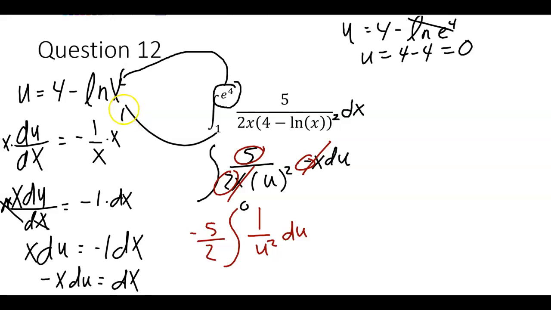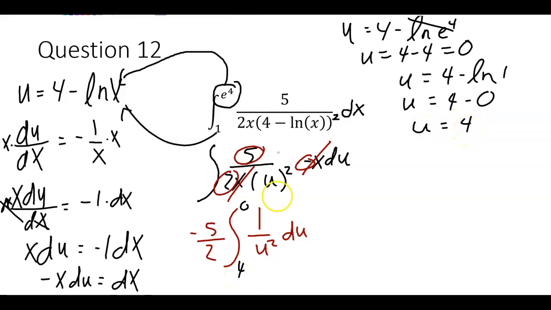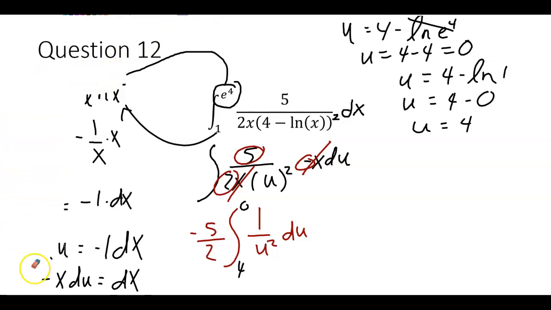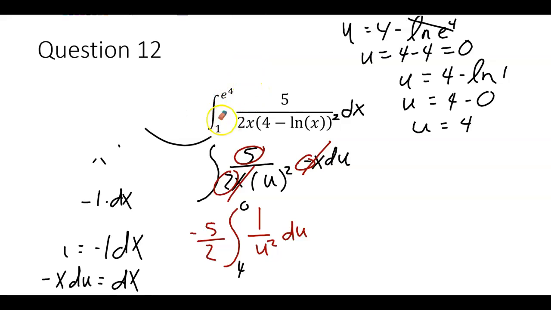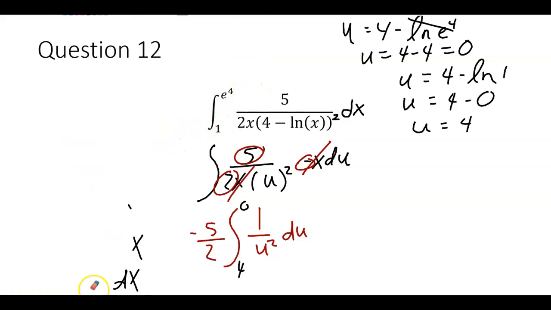Then we're going to plug in 1. Ln of 1 is 0. So that means the bottom number is going to be 4. Okay, and so at that point, we should have a pretty simple integral to work with. And we'll just go ahead and finish it up now.